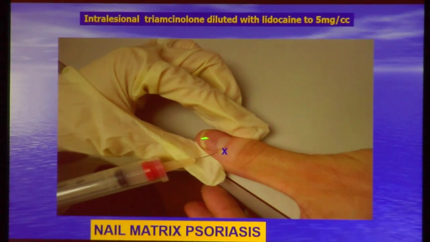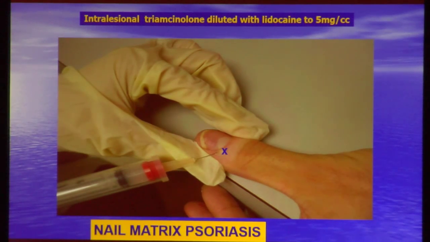You can then do another injection on the contralateral side right there, and then put your needle in and go also on the base of the nail, the proximal nail fold. And that will inject the nail matrix. If they have nail plate disease, the nail plate is made by the matrix. So by injecting the matrix, the nail will grow out. And actually, it works quite well. And patients are quite happy.